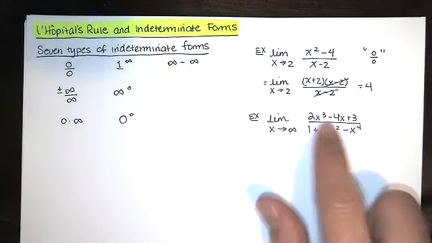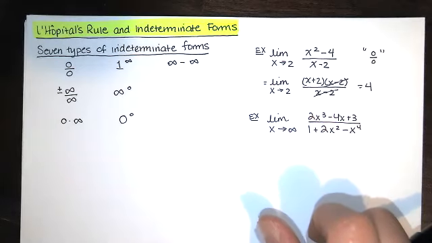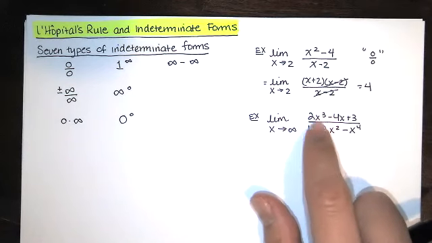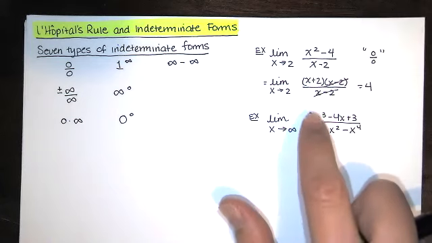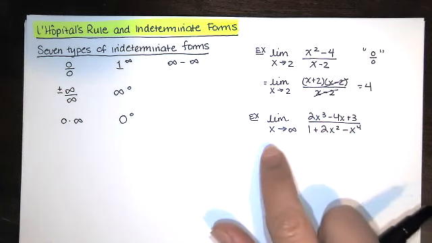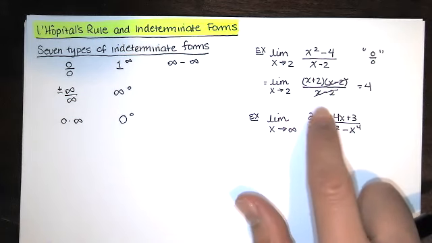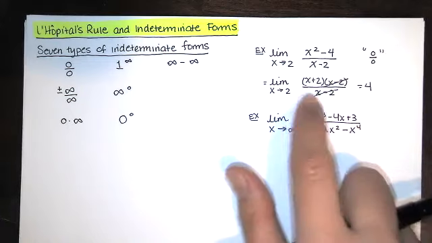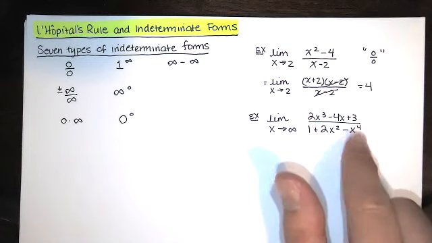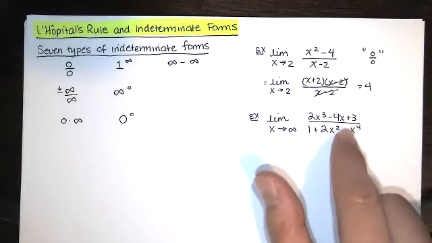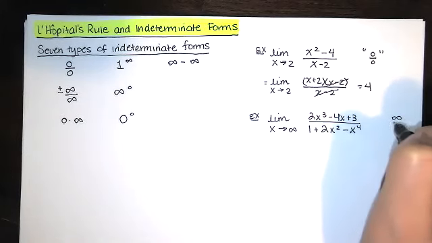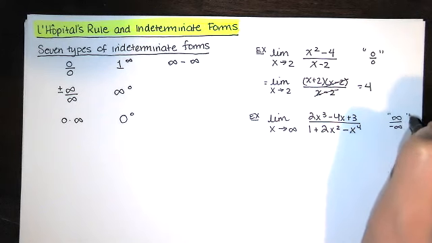Well, as x approaches infinity, the numerator approaches infinity. We look at the dominant term and we say, if x is a really large number and I cube it and I multiply by 2, I'm going to get a really large number. So the behavior of that dominant term determines the behavior of the whole numerator. The numerator approaches infinity because that term approaches infinity. The same thing in the denominator. I look at the dominant term. As x goes to infinity, the negative x to the 4th goes to negative infinity. So this is an infinity over negative infinity indeterminate form.